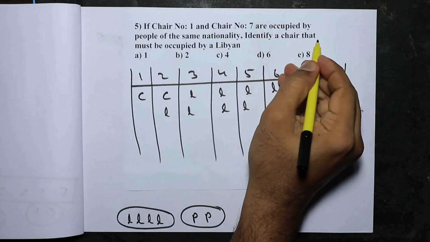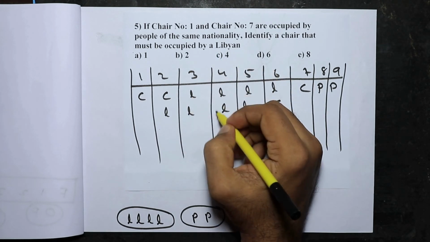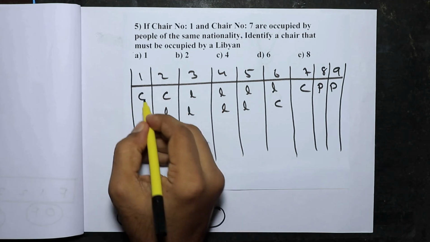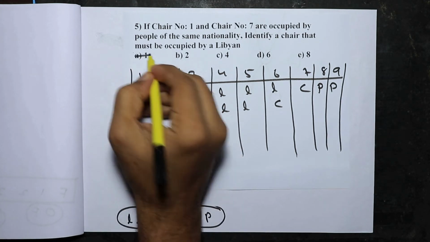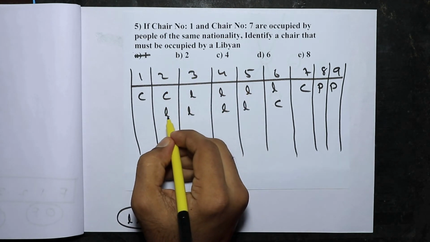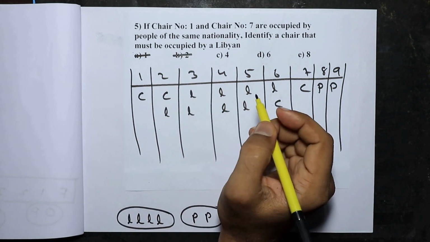Now identify a chair that must be occupied by a Libyan. Compulsorily it has to be a Libyan. Look at option A, 1. Not necessarily. It need not be occupied by a Libyan. So A is wrong. Look at option B, 2. 2 may be occupied by a Libyan, may not be. So option B, 2 is also wrong.